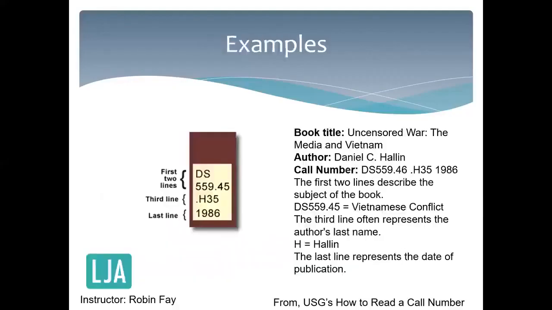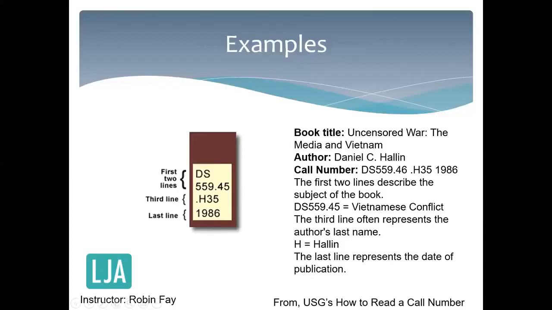So, examples. Here we have a book title, Uncensored War: The Media in Vietnam. It's by Daniel Hallin. And so LC gives us this call number here, DS559.46. So that's the call number that LC gives us. And then we are going to cutter, and we're going to use our cutter table. And you can probably see from the cutter table, we have H, so that's coming from the first initial, the first letter of his name. And then we have, of course, the A, so that's coming from the table, you could see that from my example. And then we have the 5, which is coming from the L. And the year is coming from what's on there.